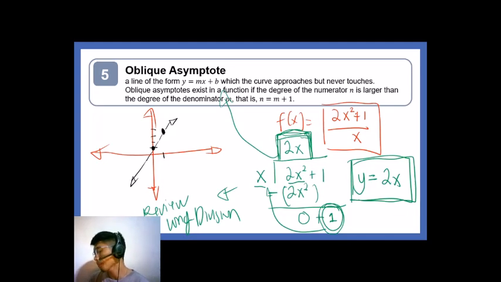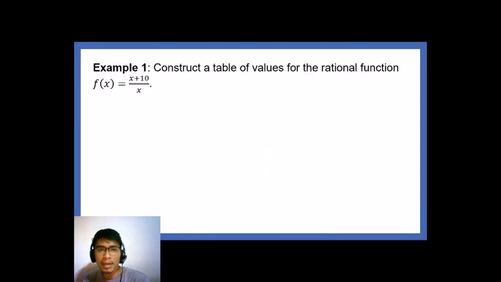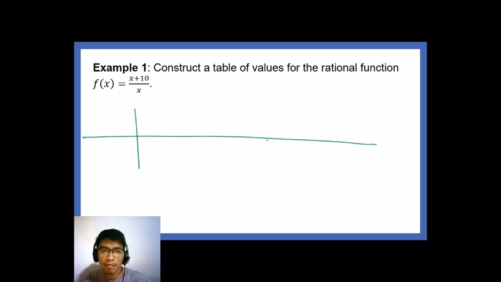our rational function. Okay, let's try to have some problems here in order for us to really understand the things in representing the rational function. So example number 1, construct a table of values. It's all up to you. So simply construct a table of values here. You create a table of values. I have here my x and I have here my f of x.